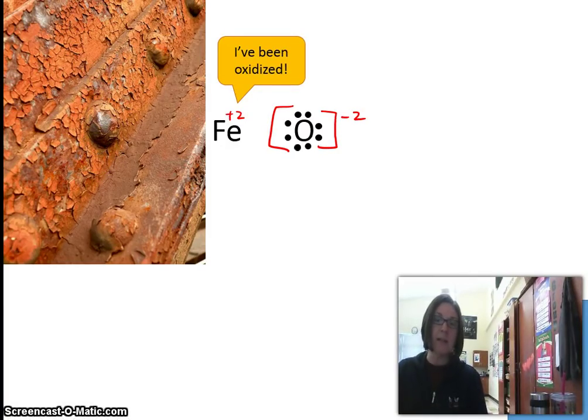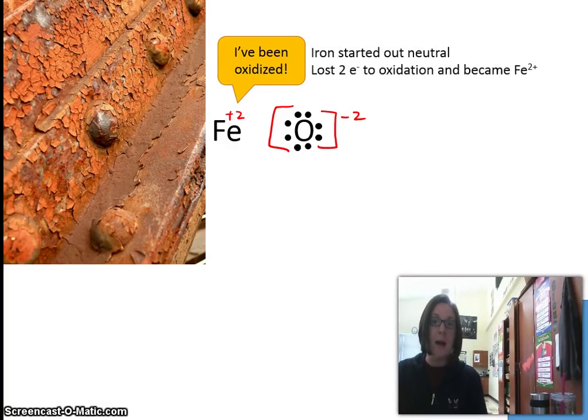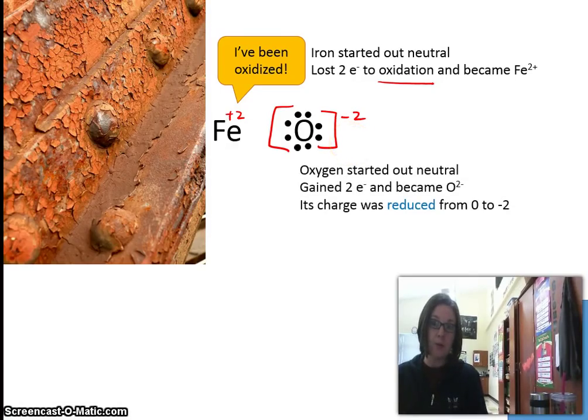It came in, did its thing, took the electrons away. The iron had started out neutral. It had all of its own electrons, and then it lost 2 electrons to oxidation and became Fe+2. The oxygen also started out neutral. It had all of its own electrons, but it gained 2 electrons and became -2. So we say that its charge was reduced. It went from 0 down to -2.